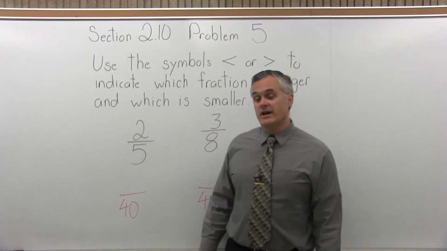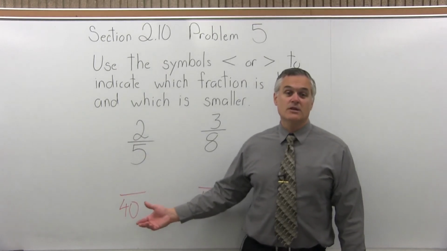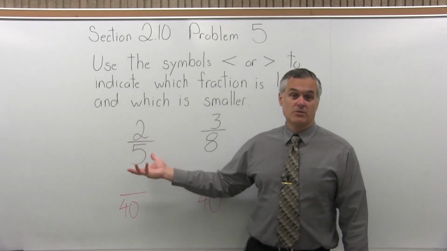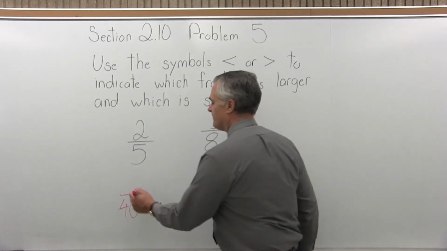So for the 2/5, if you look at the denominators, 5 times some value turned it into a 40. That value must be 8. 5 times 8 is 40. So the numerator would get multiplied times the same value. The numerator of 2 times 8 would make 16.